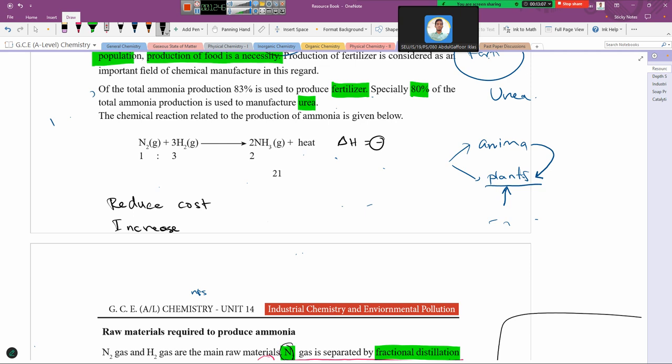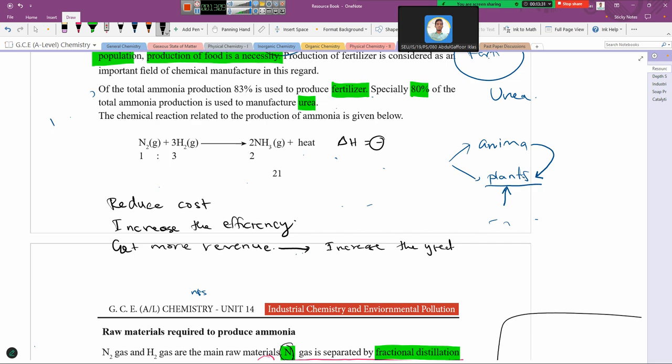Increasing the efficiency means increasing the speed of the reaction. And we have to get more revenue. If we want to get more revenue, we have to increase the yield.